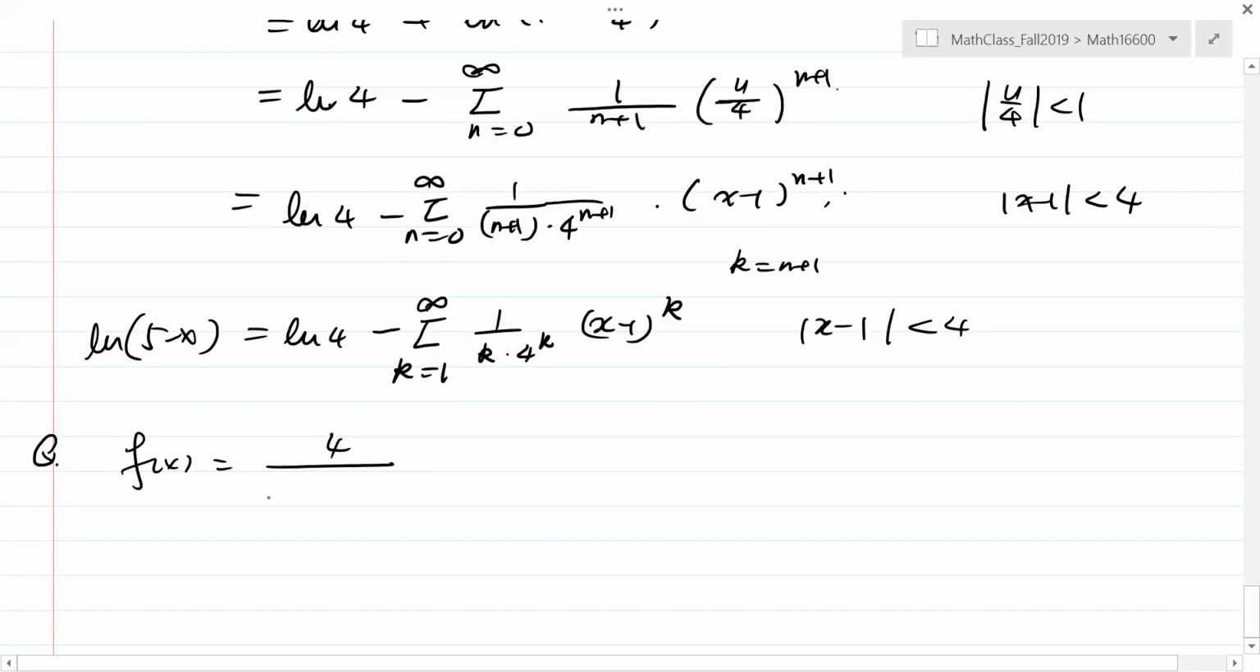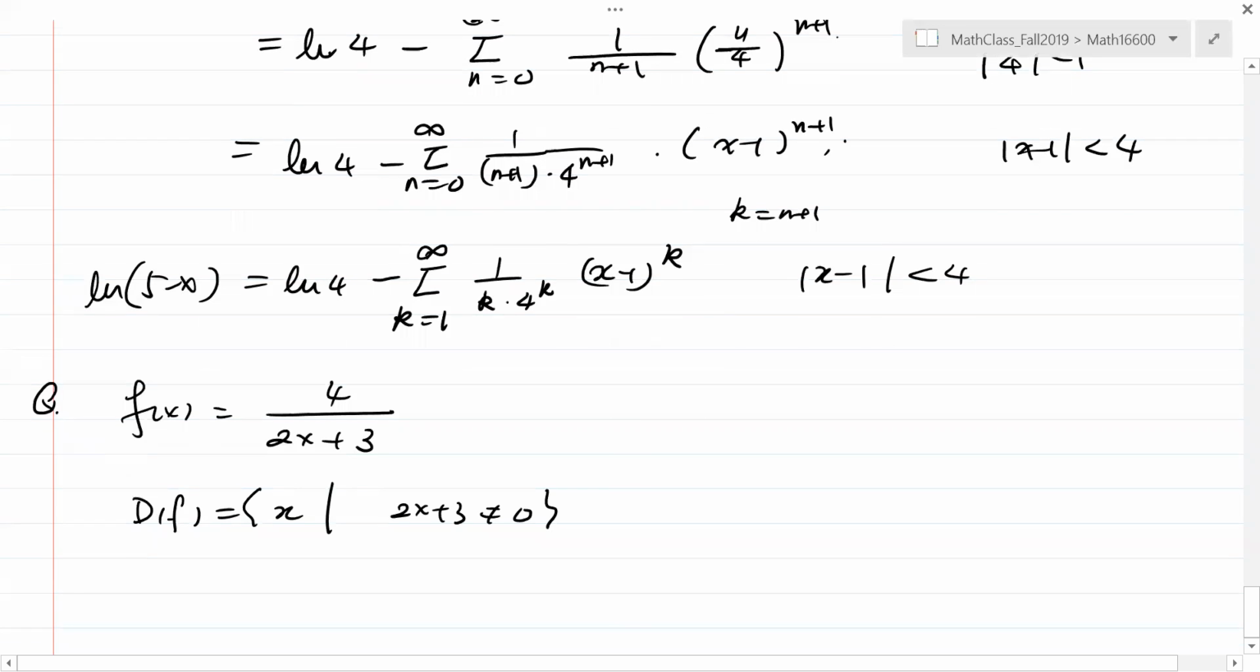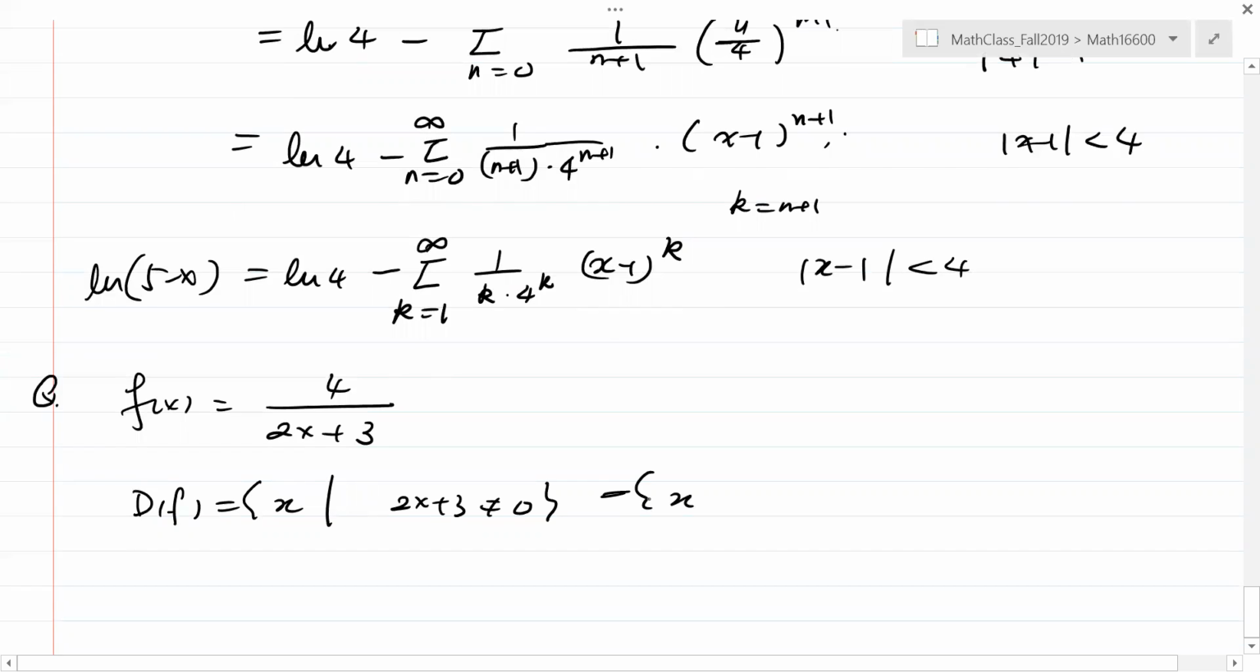So we have an arbitrary function here, and look at where this function is defined. The domain of this function is all x such that 2x plus 3 cannot be 0, right? So x cannot be negative 3 over 2.